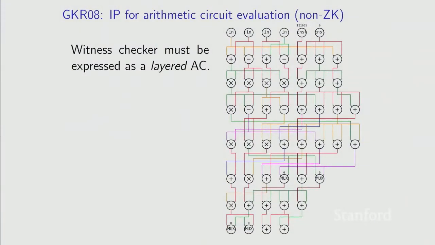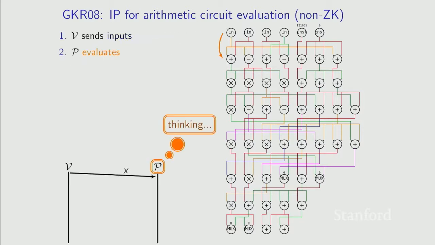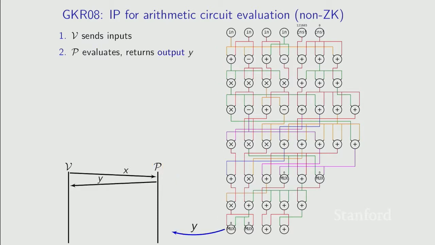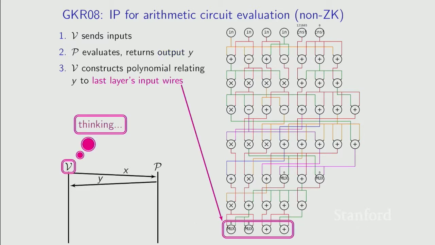Okay, so the other thing that Hyrax builds on is an interactive proof, specifically one due to Goldwasser, Kalai, and Rothblum. This is an interactive proof for layered arithmetic circuit evaluation, which means that the inputs to the circuit feed one set of gates, and the outputs from those gates feed a second set, the outputs from those feed a third, et cetera. To start the proof, the verifier gives some inputs to the prover, and then the prover is going to evaluate the arithmetic circuit and produce some output, y, that it's going to send to the verifier. Now, the verifier and the prover start to interact. First, the verifier is going to construct a polynomial that relates the purported output, y, to the last layer of gates in the circuit.